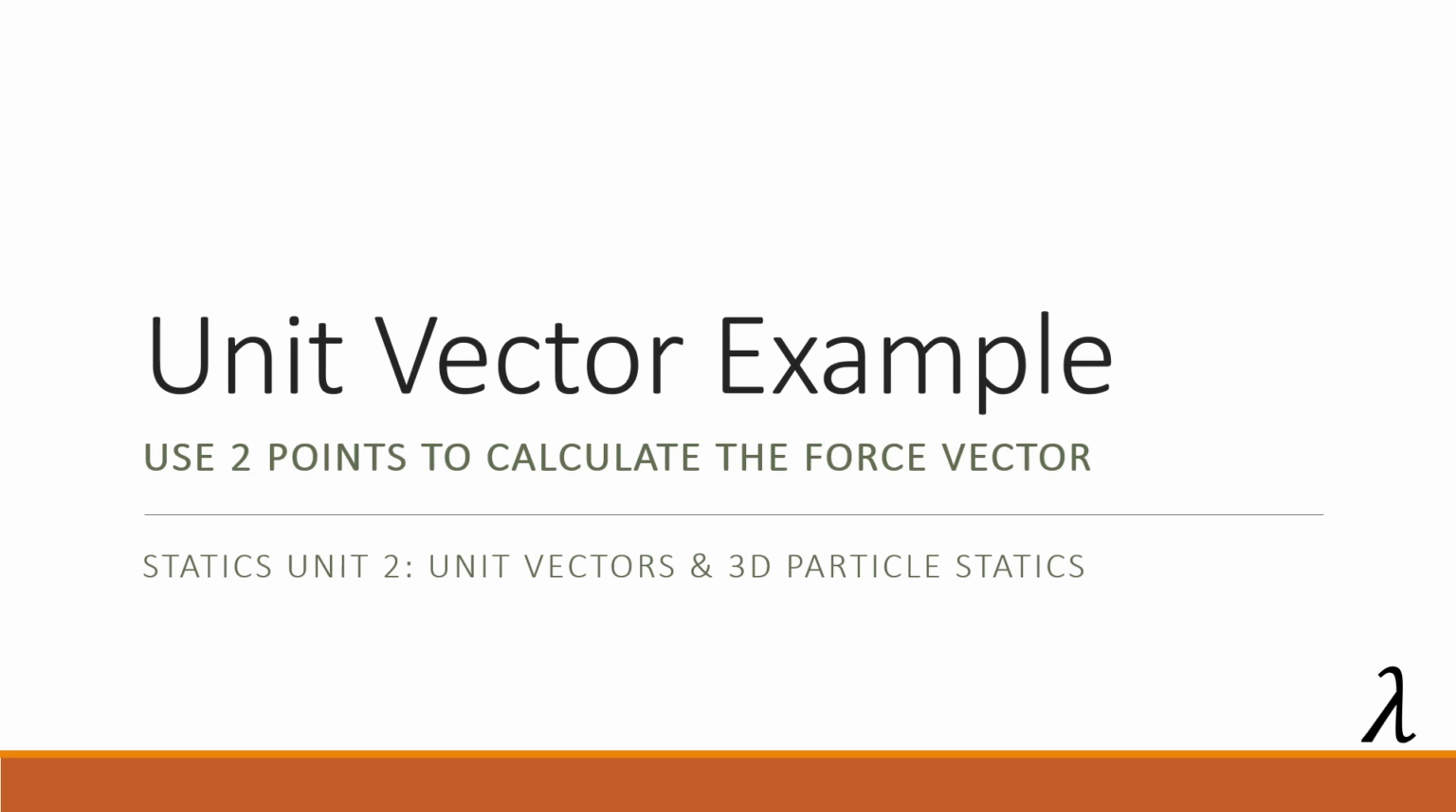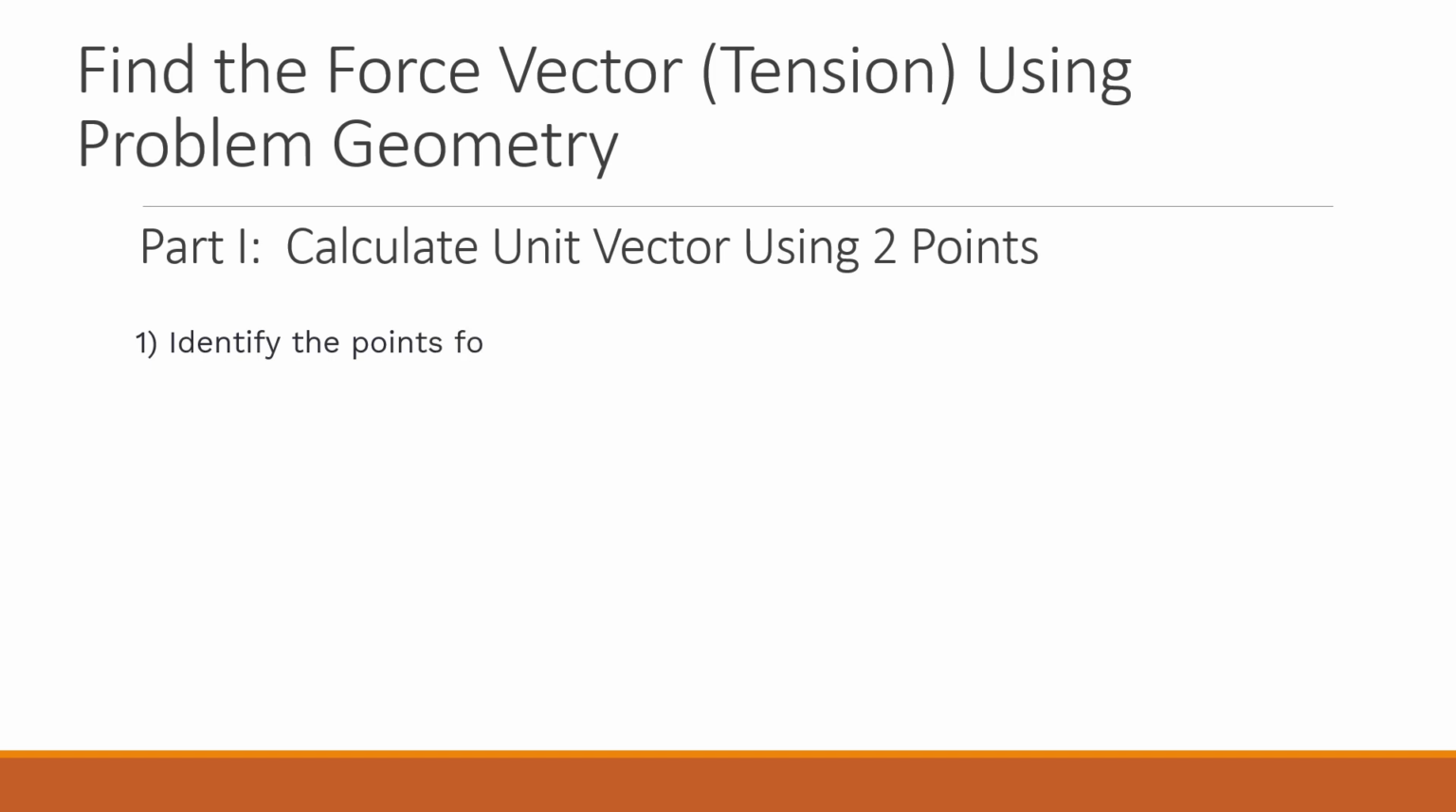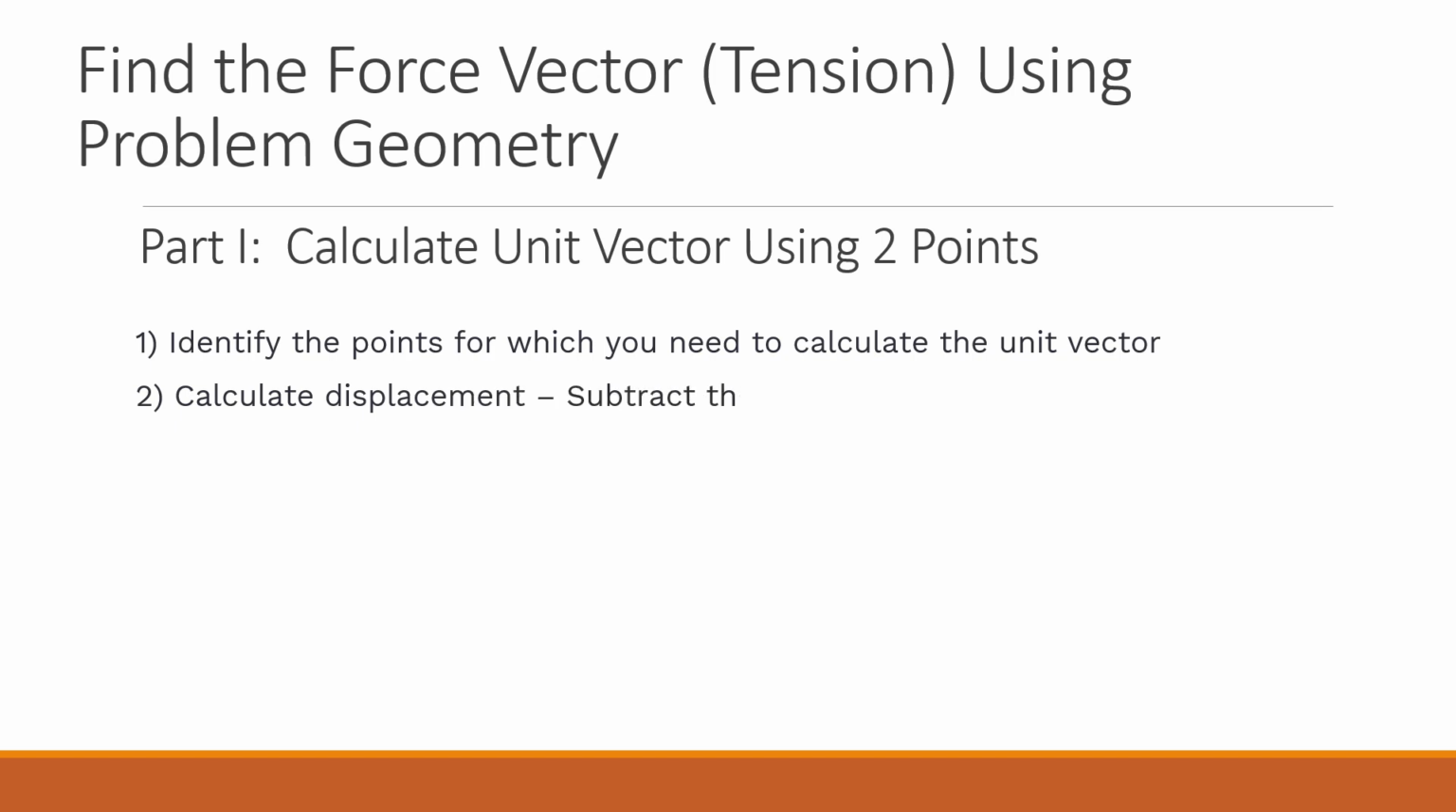We're going to use 2 points to calculate the force vector. And in order to do that, we're going to have to calculate the unit vector of that geometry. So the first part, like I said, calculate the unit vector using 2 points. We're going to identify the point for which we need to calculate that unit vector, subtract the points from each other, subtract those coordinates to calculate the displacement vector.